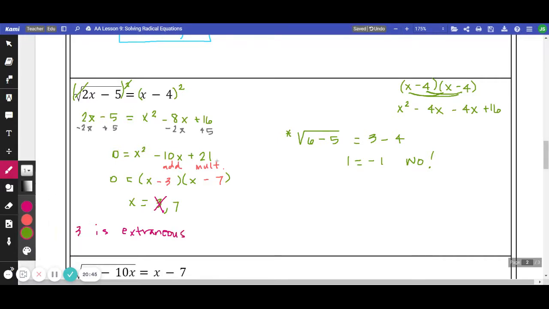You still need to check 7 because it's possible that one does and one doesn't, or maybe both don't. So you still got to check 7. So when I put 7 in here, I get 14 minus 5. And then on the other side, 7 minus 4. So square root of 9 is 3. 7 minus 4 is 3. That one checks out. So my only answer for this problem is 7. Because it worked. 3 did not.